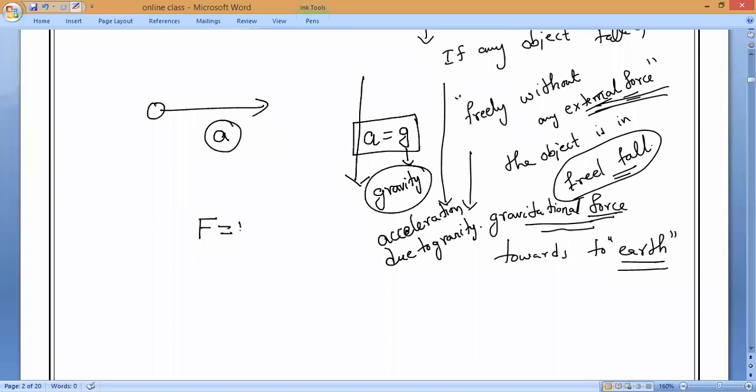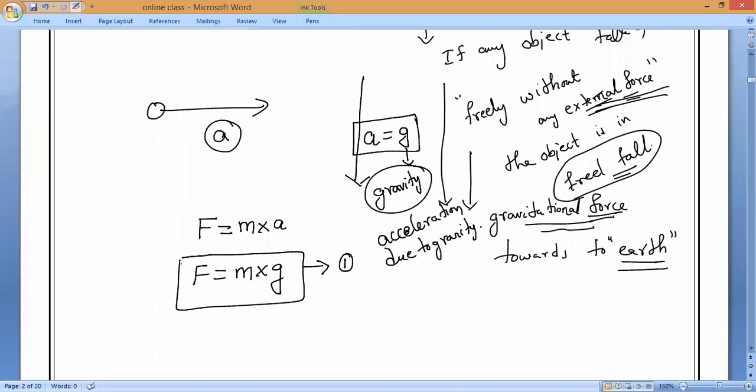So what is the formula modified to according to Newton's second law? The force acting between them is F equals M into A. But in this case, F equals what? F equals M into g. Let me consider this as equation number 1. Any doubt, guys? If any object is falling towards the ground, what is the force acting between them? The force exerted is F equals M into g. So this is equation 1. Any doubt, guys?